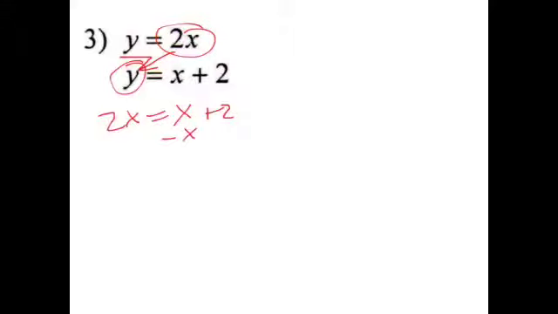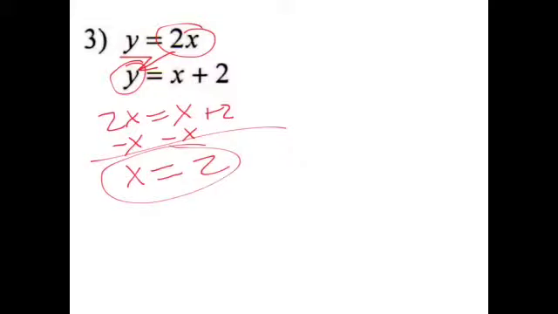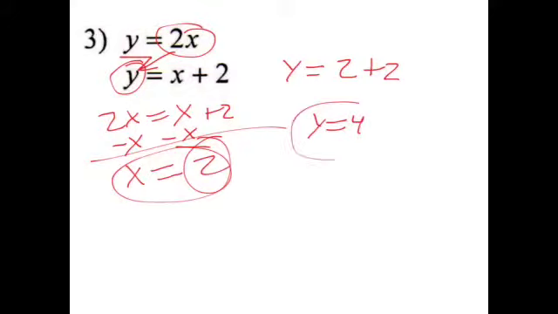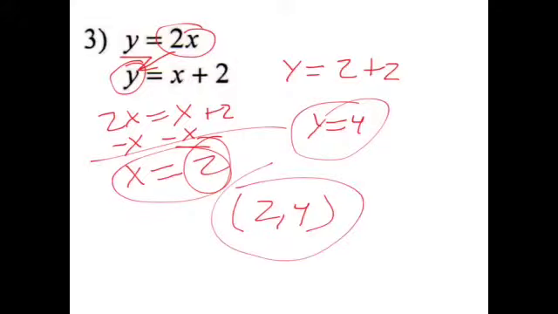Well, I need to get my x's all by themselves on one side, so I'm going to subtract x from both sides. 2x minus x is just x. There's only one x. And on the right side is just 2. Well, there we are. X is all by itself, and x is 2. So there's my first one. Now I can take that 2 and put it right into my second equation there, because y is equal to x, which is now 2, plus 2, and you got y equals 4. So now I got the point 2, 4 as my solution.